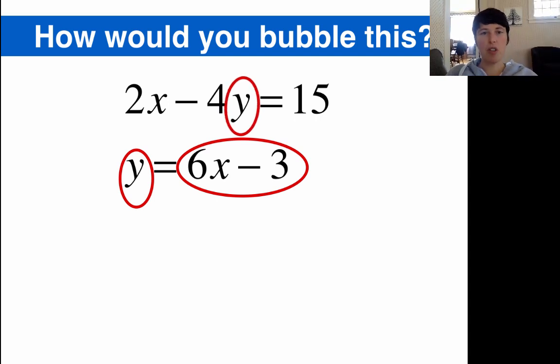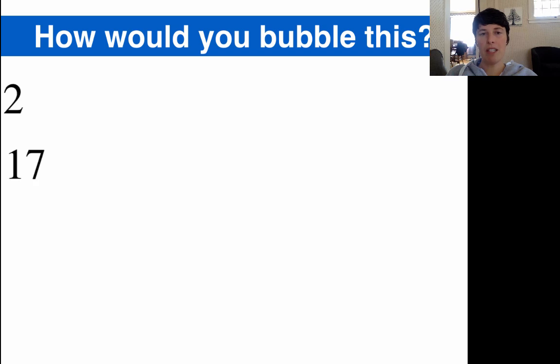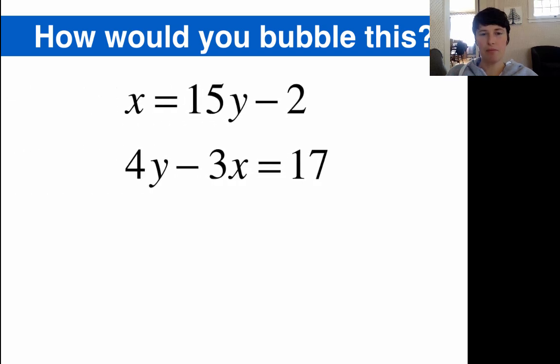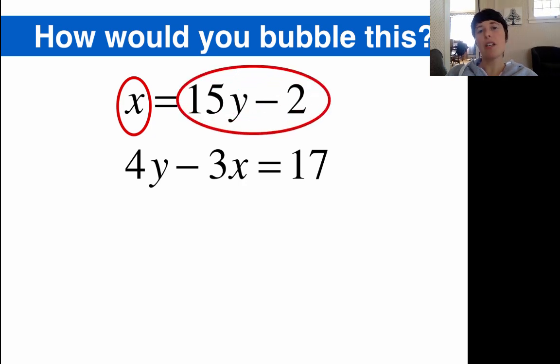How about this one? I'm going to show you another one. What would you bubble in this problem? Right away, I'm looking for the isolated variable. In this problem, it's x. X is all by itself, and it's equal to 15y minus 2. So in the bottom equation, I'm going to bubble the matching x. They're equivalent to each other.